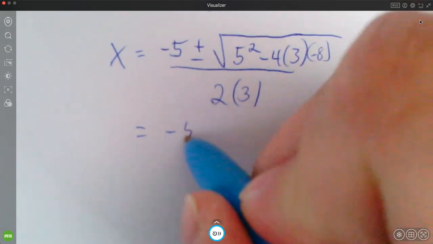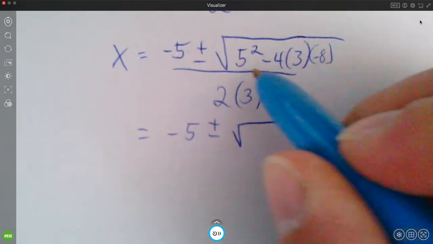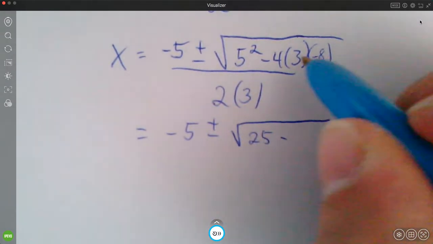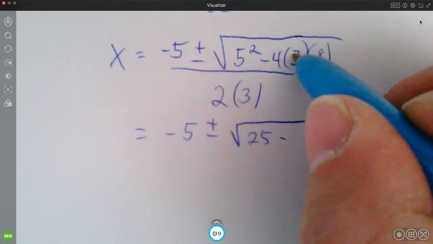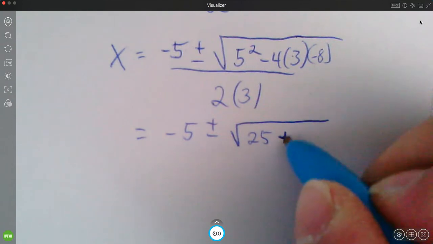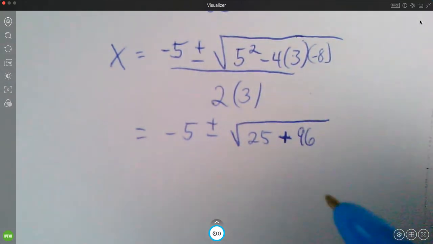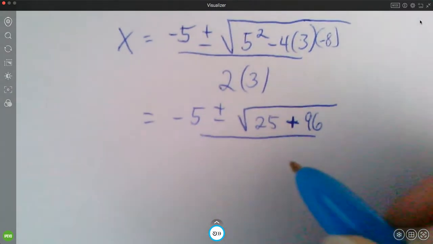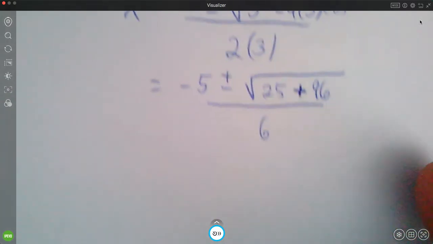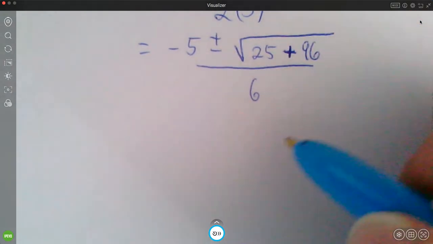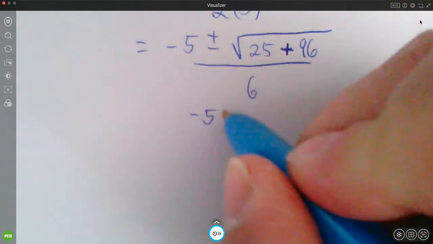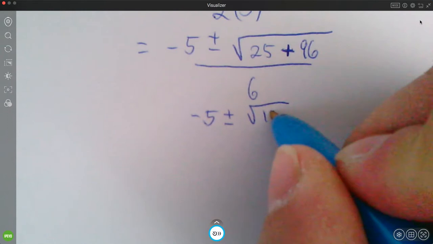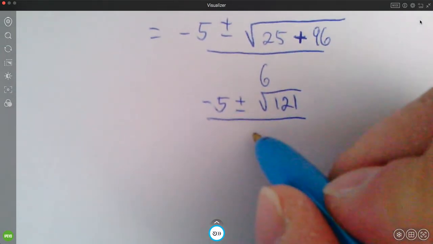So you're left with plus or minus 5 squared is 25, and then it's actually going to be 12 times 8, which is going to be 96. Positive, so negative times positive times negative is back to positive 96. All divided by 2 times 3 is 6. Okay, so we can clean that up a little bit. 25 plus 96 is actually 121. So we're left with negative 5 plus or minus the square root of 121, all divided by 6.